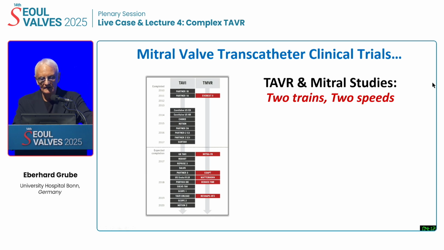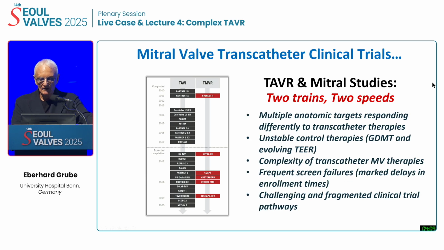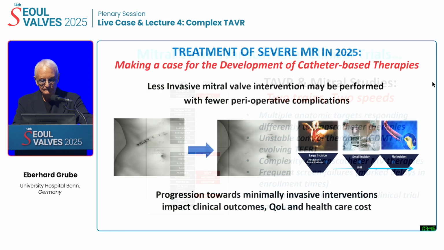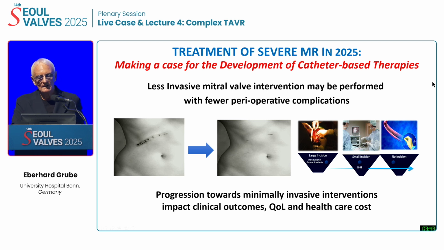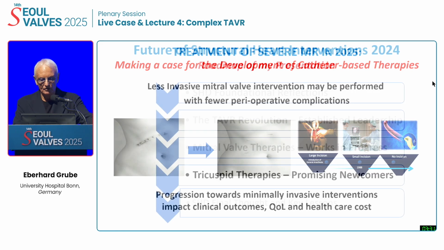So if we look at clinical trials, TAVR and mitral studies, 2 trains, 2 speeds, multiple anatomic targets responding differently to transcatheter therapies, unstable control therapies, GDMT and evolving TEER, complexity of transcatheter mitral valve therapies, frequent screen failures, marked delays in enrollment times, and challenging and fragmented clinical trial pathways. However, I would still make a case for the development of catheter-based therapies despite the setbacks. Progression towards minimally invasive interventions impact clinical outcomes, quality of life, and healthcare cost.